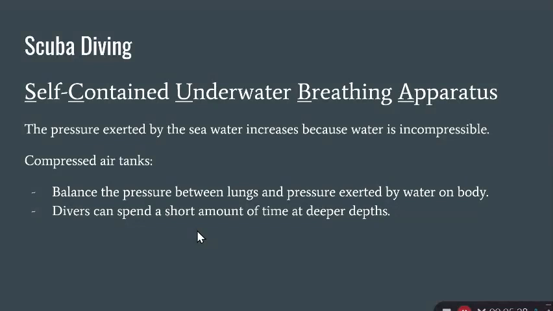And because there's a lot more pressure on us, if we were to go really deep into the water, there'd be so much pressure from the water around us that our lungs would collapse, we would kind of shrivel up a little bit. In order to help keep our lungs open, we have compressed air tanks, and the compressed air tanks help balance the air in our lungs with the water forces that are pushing down on us. And this allows us to dive deeper into the water than what we normally could if it was just ourselves without any kind of scuba gear.